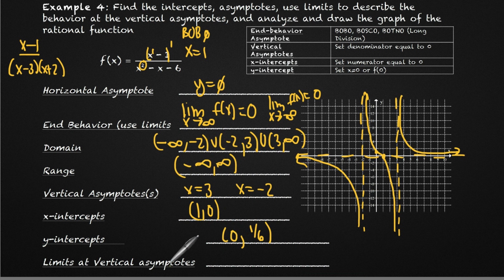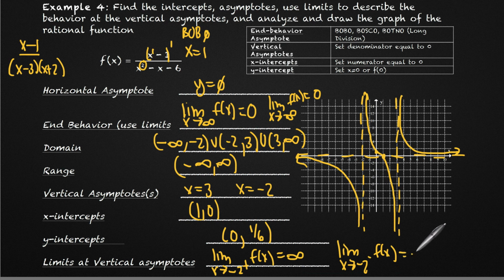And then limits at vertical asymptote. Well, this is going to take a moment. The limit as x approaches, let's say, negative 2 from the right. So I'm approaching negative 2 from the right. I'm going to be tracing it. It's going up to infinity. And then I'll say the limit as x approaches negative 2 from the left. All right, so I'm going to trace the function. It's going down to negative infinity.